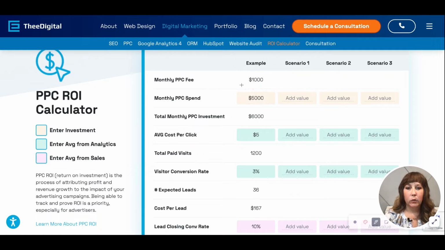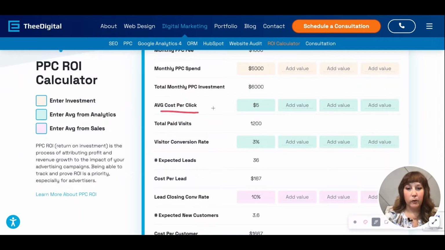And then there's also a management fee. Most agencies charge a management fee to run your campaigns. And at The Digital, it's $500 plus 10% of your spend. So in this case, it would be the $500 plus 10% of $5,000, which equals $1,000. So your total monthly PPC investment would be $6,000.